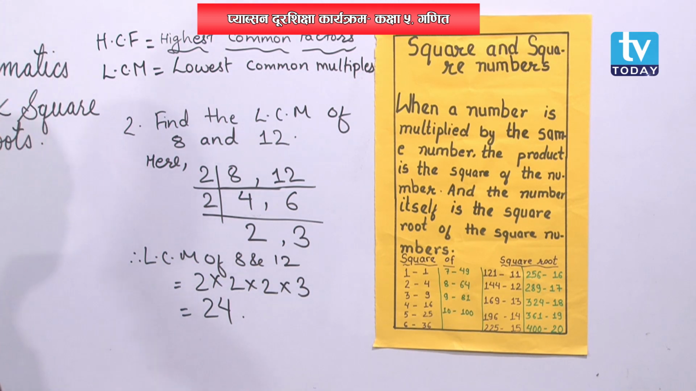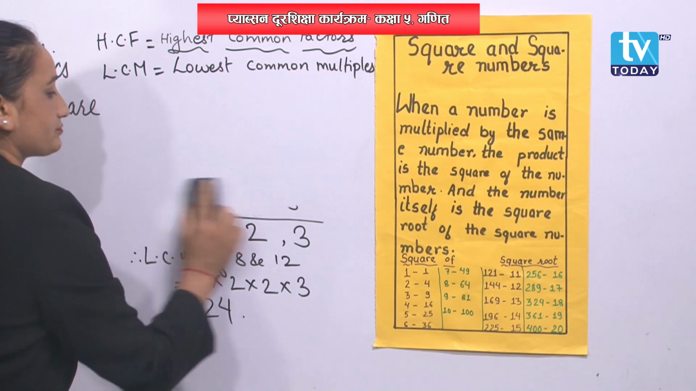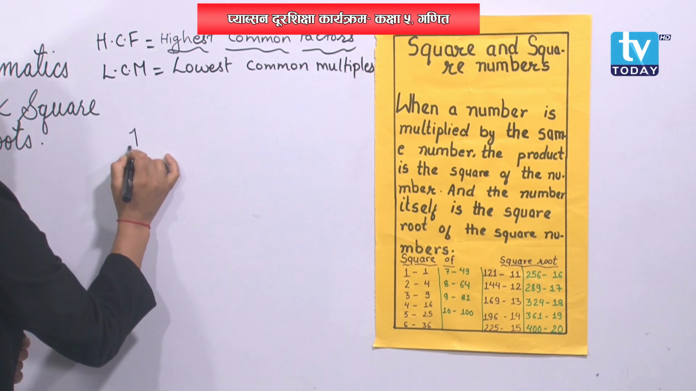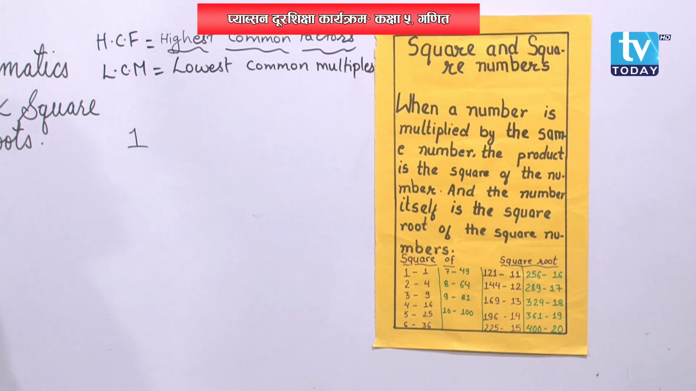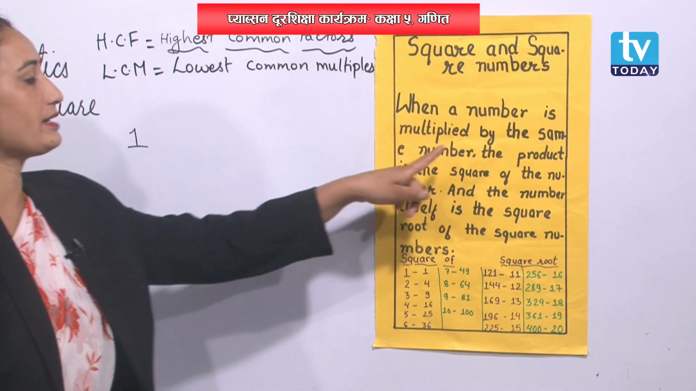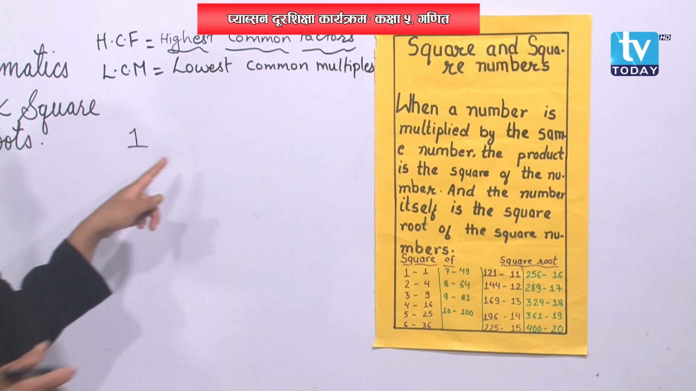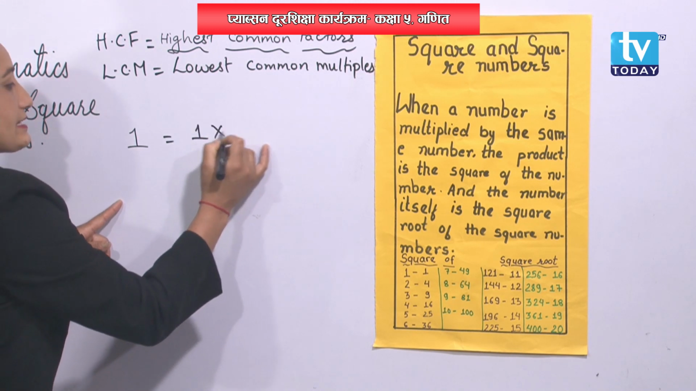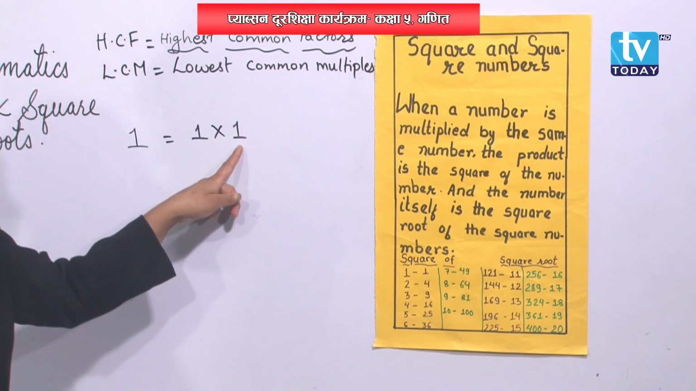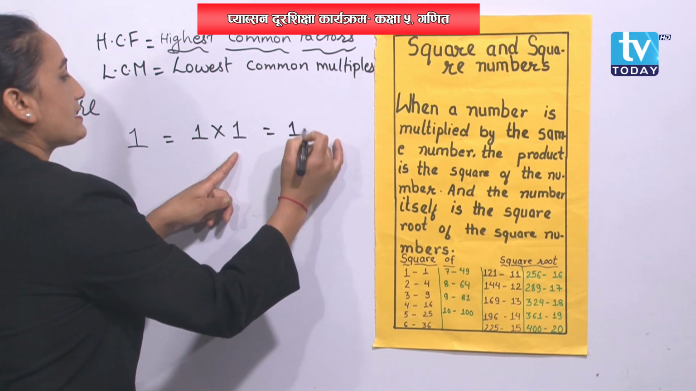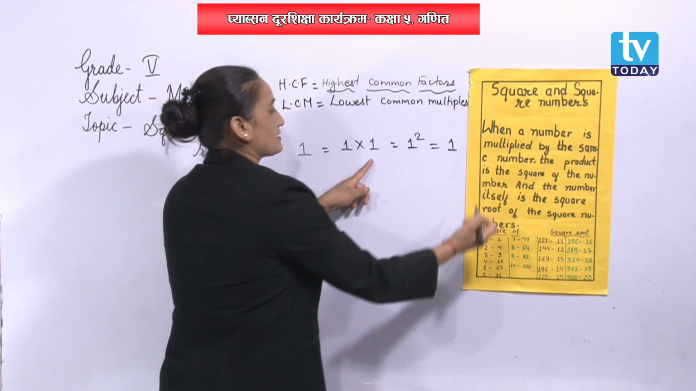For example, have a look over here. Suppose we are going to find one number, okay. I have given you 1 here. When this number is multiplied with the same number, that means if I multiply 1 and 1, right? Then its product will be 1 square, and we say 1 square is 1.